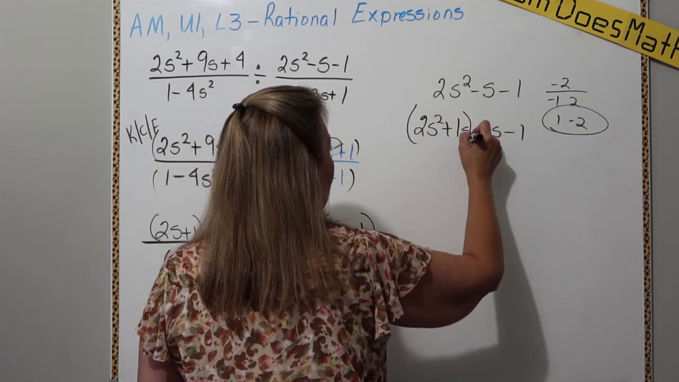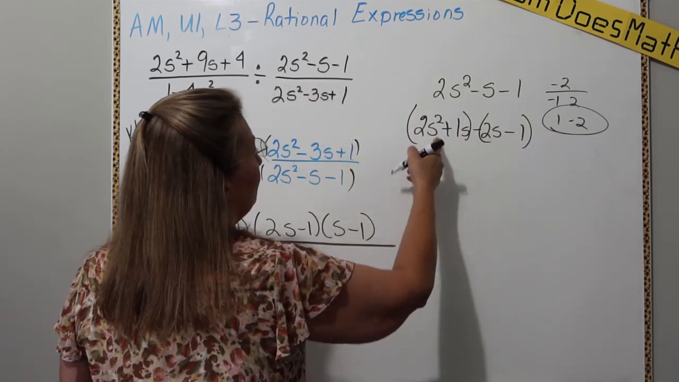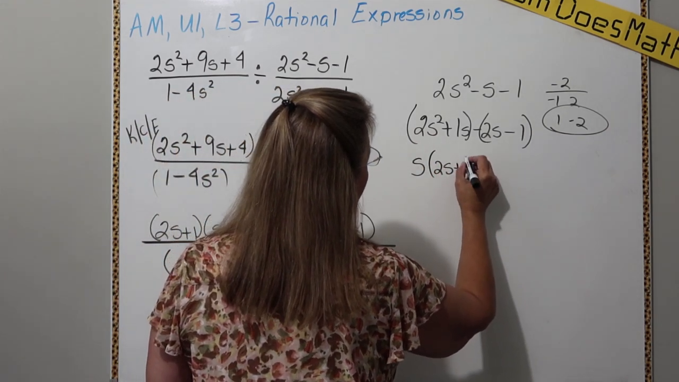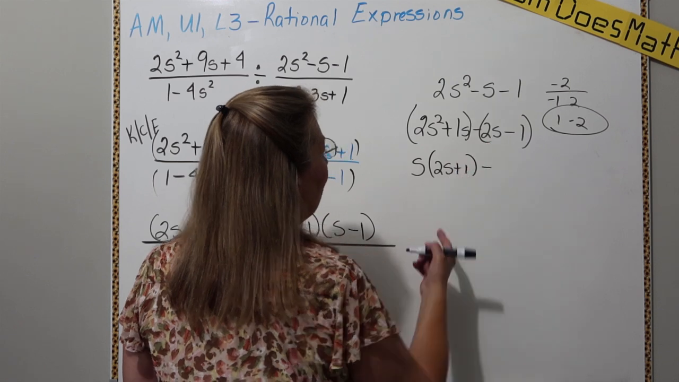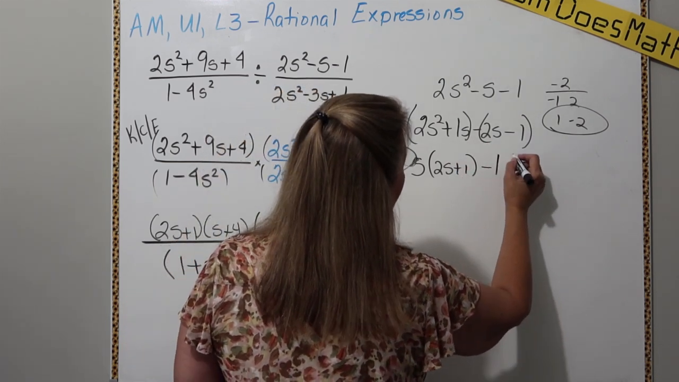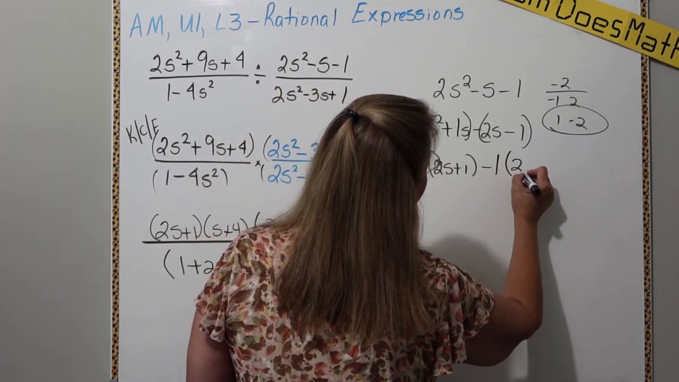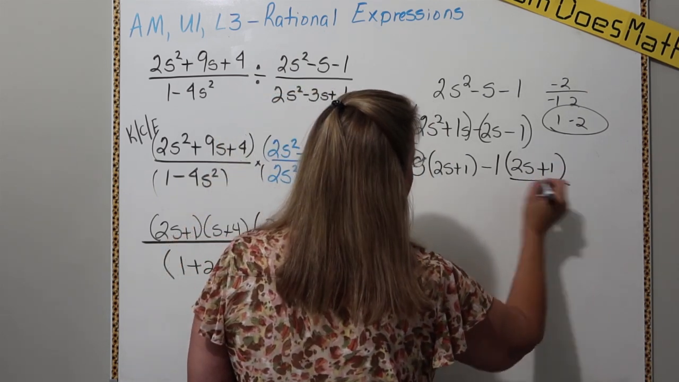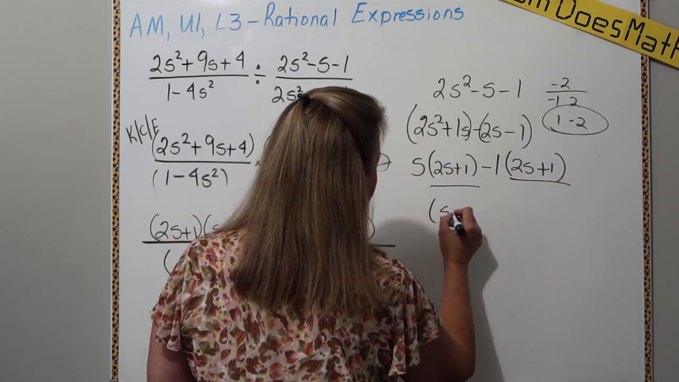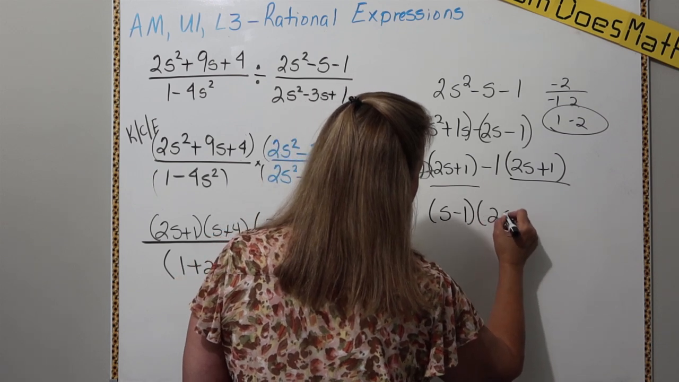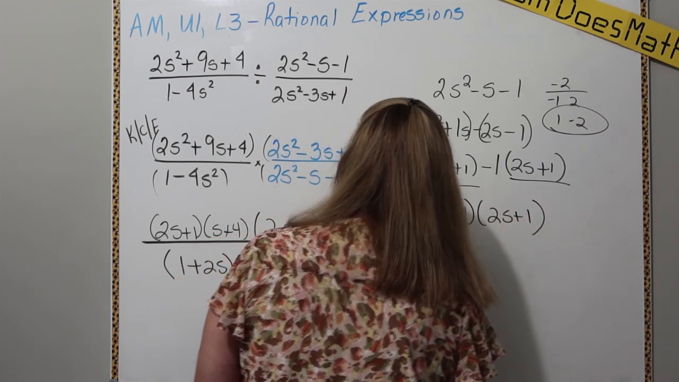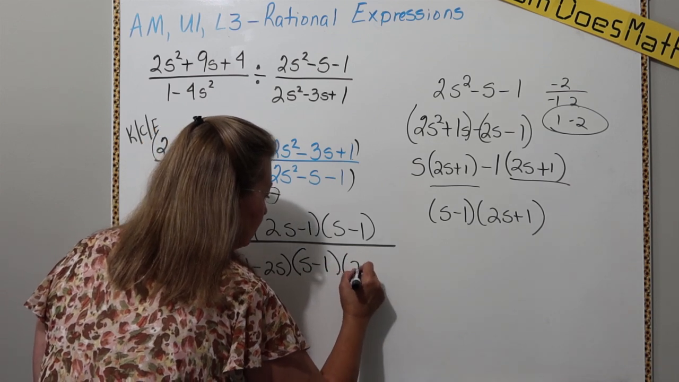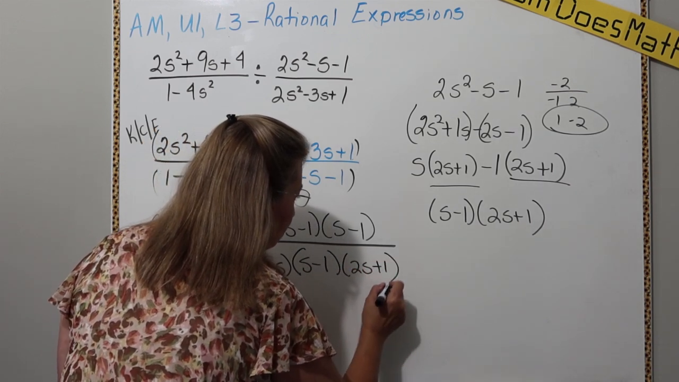I'm going to factor by grouping. Greatest common factor here is s, so I have 2s plus 1. Alright, my greatest common factor here is just going to be a 1. So when I factor that out, I've got 2s plus 1. Now that these two things match, I have s minus 1 and 2s plus 1. So let me come over here, s minus 1, 2s plus 1.